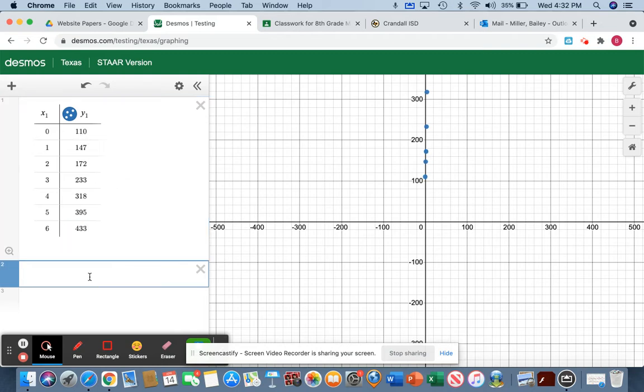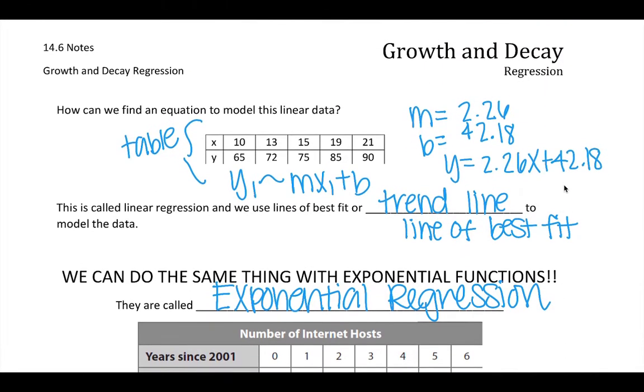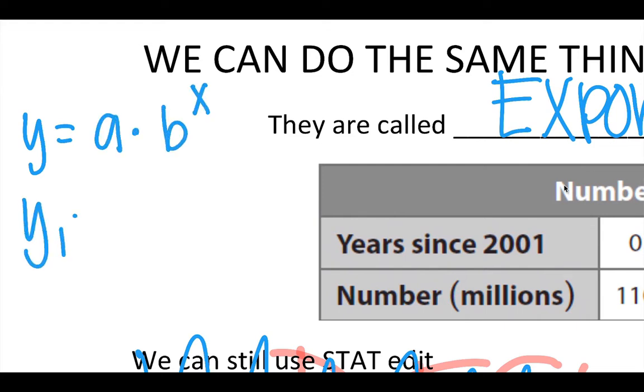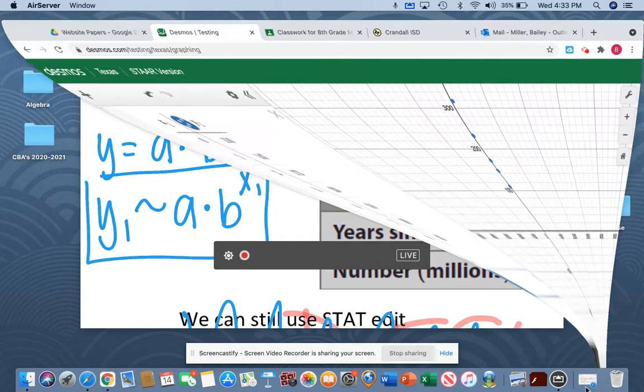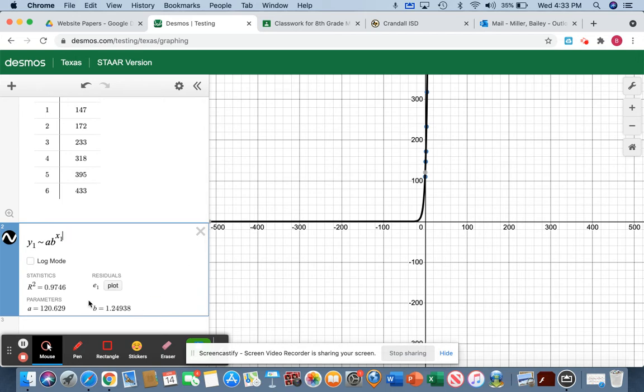So this time, instead of doing my linear regression, and remember, linear regression is just standard form. So standard form is y equals mx plus b. The only thing we're changing is making the equal a squiggle and putting y1 and x1. So same thing here. Remember, exponential standard form is y equals a times b to the x power. Regression is y1 squiggle a times b to the x1 power. That's what we're going to be using. So when we go here, y1 squiggle a times b, you can just put them right next to each other, to the x1 power. When that happens, it gives us our a and our b.